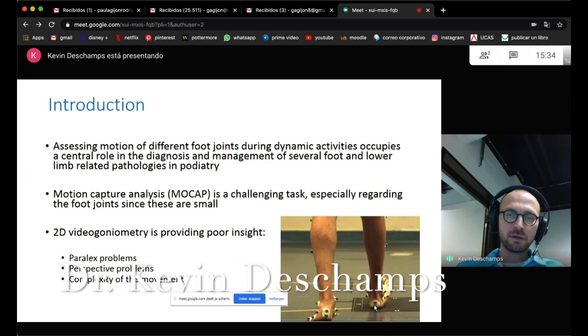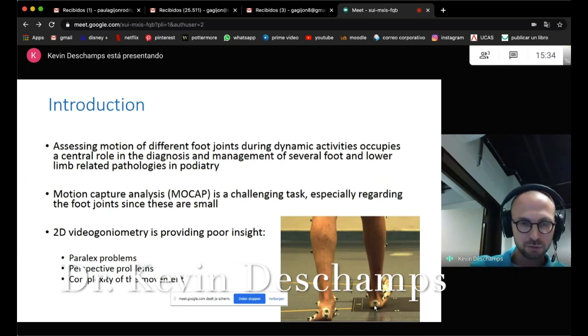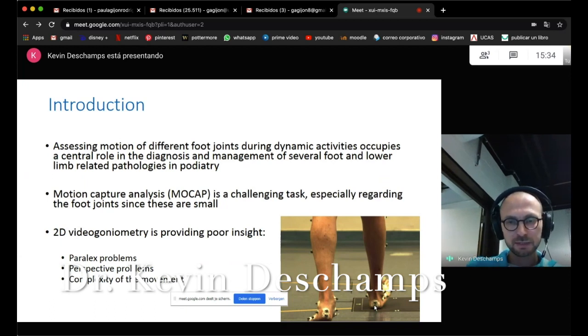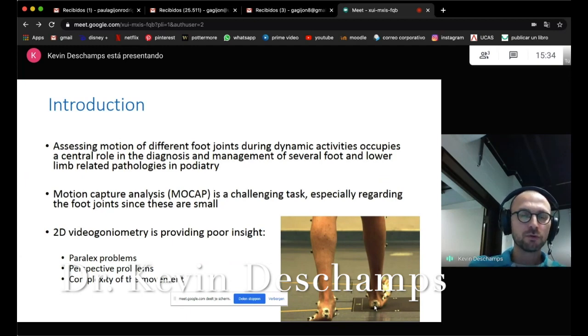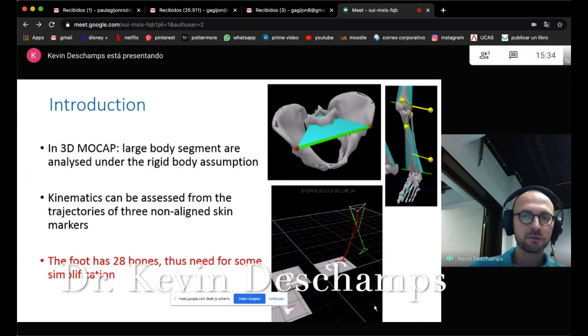The thing is that associated with 2D videogoniometry, we have a number of problems, and we do know those problems. Those are related to the parallax and the perspective that our cameras have with respect to the analyzed motion, and also the complexity of the movement that we would like to study. So basically we have an alternative nowadays, for more than 3-4 decades, I think, and that is the analysis through 3D motion analysis.